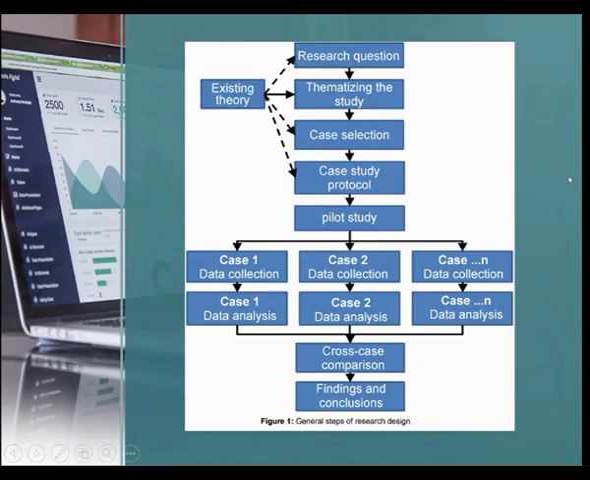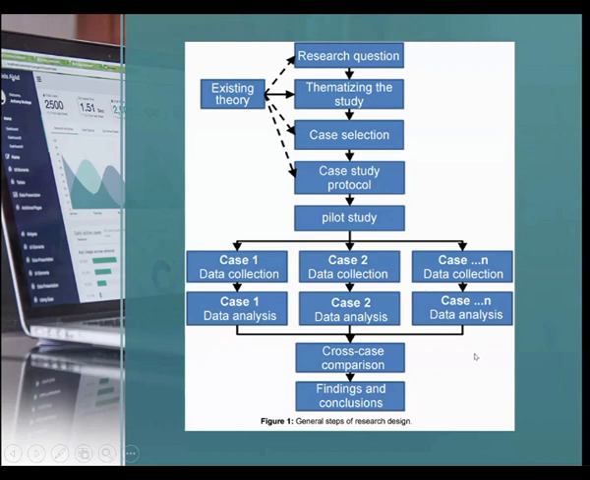Another diagram shows that you base your research on the existing theory, and then come out with the research question, and thematize the study: what theme are you going to study in your field? Then case selection. The case study protocol covers the similarities of the different cases that you want to engage with, and then do a pilot study if possible, and then data collection for all the 3 cases or more.